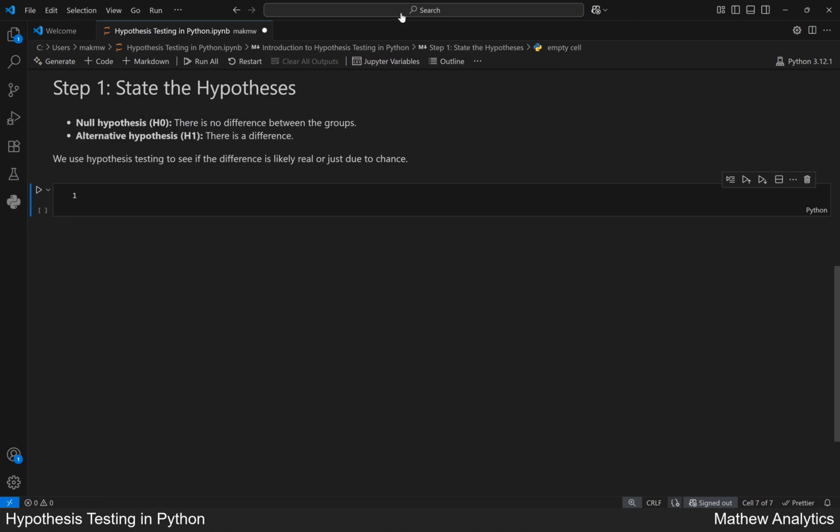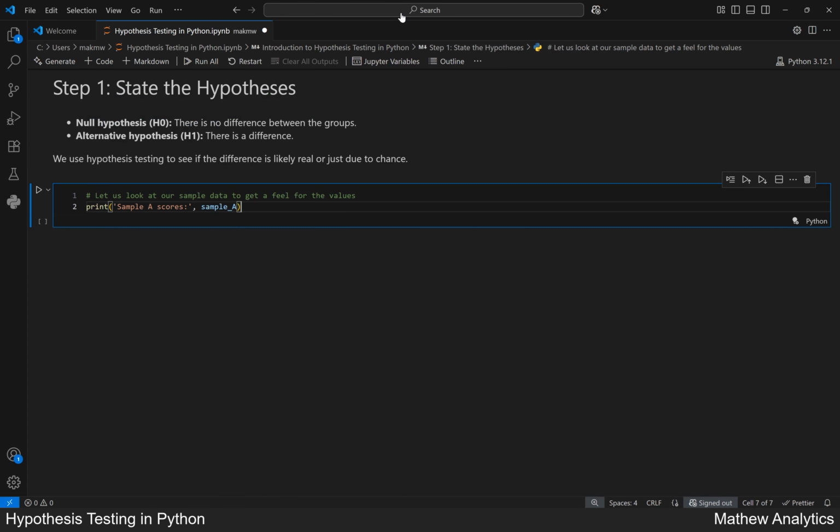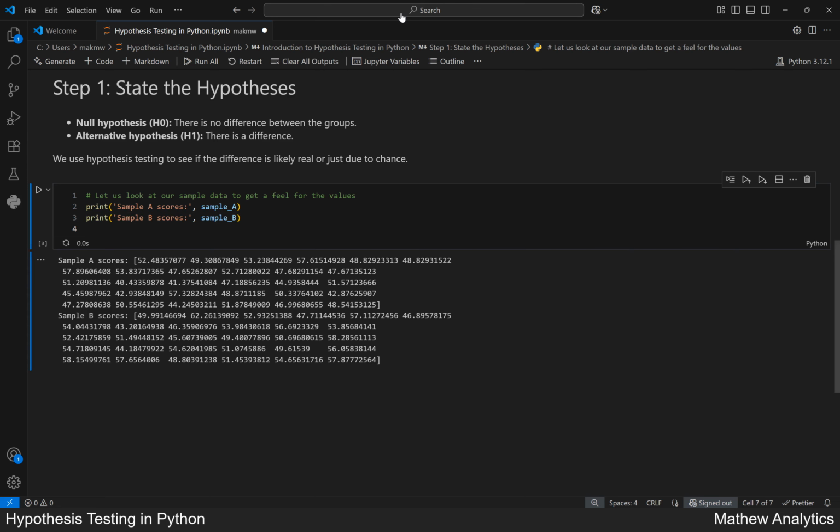Let us print out the scores to see what kind of numbers we are working with. We print the scores from Group A. We print the scores from Group B. Running the cell now. Notice the numbers for each group. Do you see a difference?